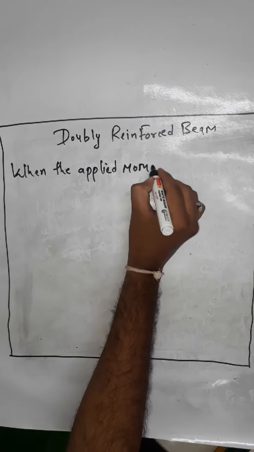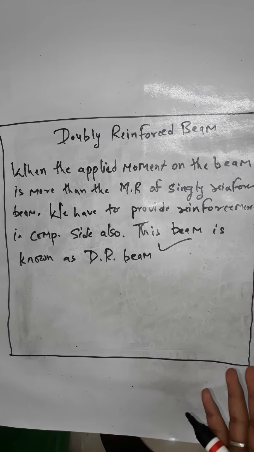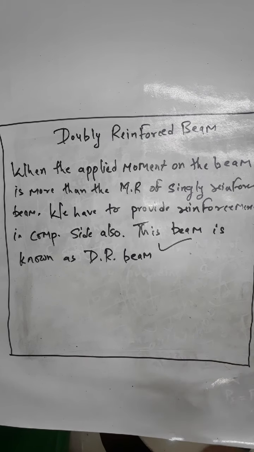Now, when this condition happens, then for a structural engineer, there are three options remaining. Means when we use this doubly reinforced beam, we have three options. It is not provided compulsorily. This beam is provided when the bending moment is greater than the moment of resistance of singly reinforced beams. So in this condition, structural engineers have three options only.